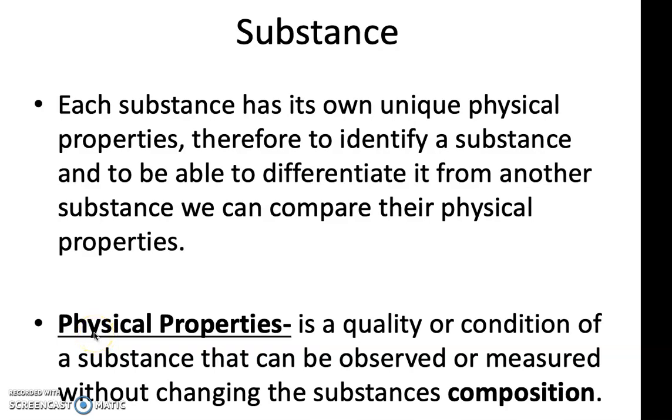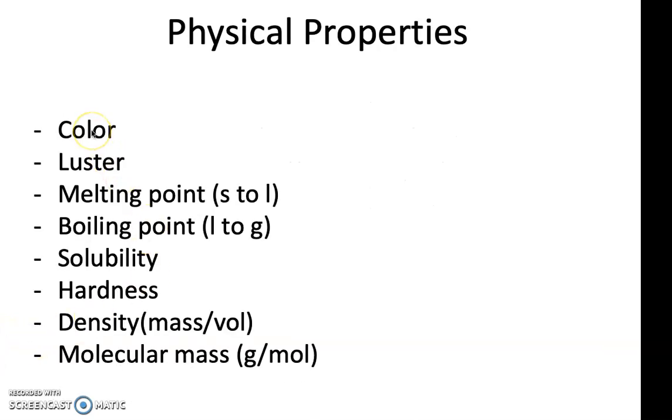That leads us into physical properties. A physical property is a quality or condition of a substance that can be observed or measured without changing the substance's composition. Let's look at them. We have color. We could differentiate two substances by their color. Luster is how shiny something is. Melting point is where you go from a solid to a liquid. Some substances have different melting points.